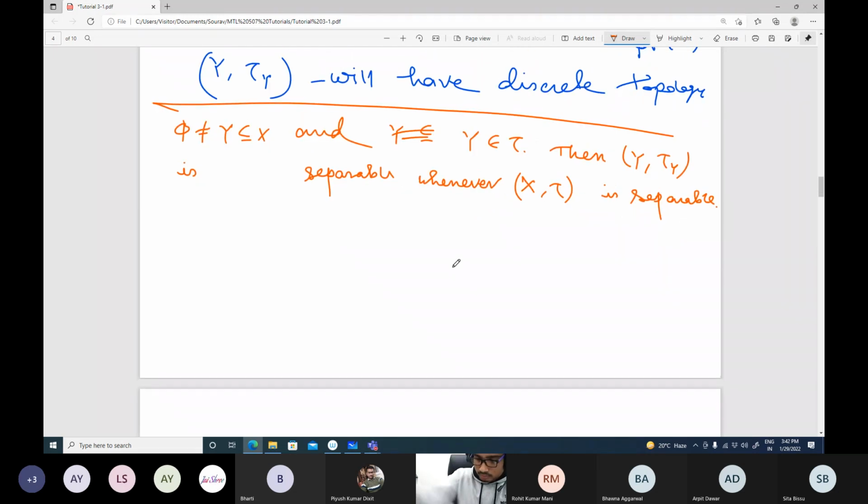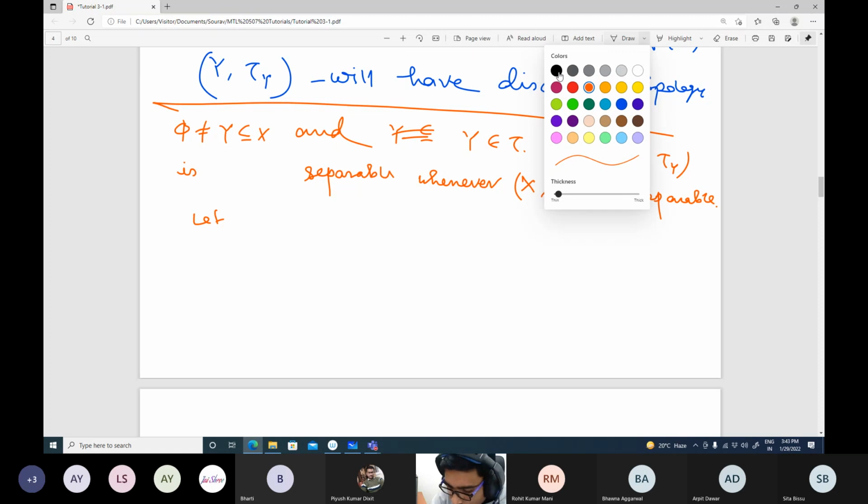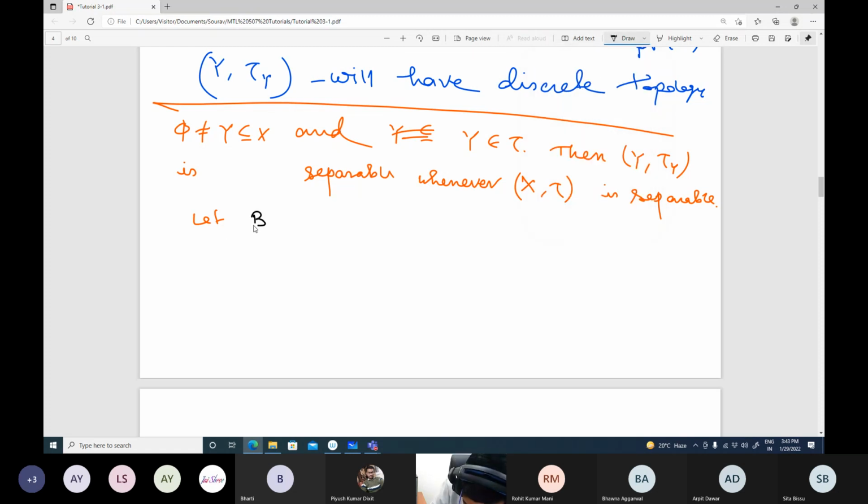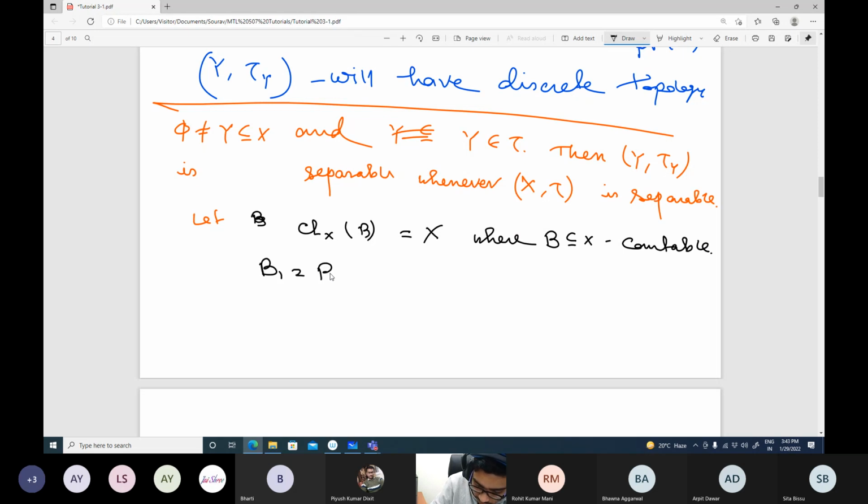Okay, so let B be a countable set such that the closure of B in X is X. Then now take the set B1 as B intersection Y. So can you say that the closure of B1 in Y is Y? How do you prove? Means you have to prove that the closure of B1 with respect to the topology in Y is Y itself. Means this B1 is dense in Y with respect to the subspace topology. So how do you prove?